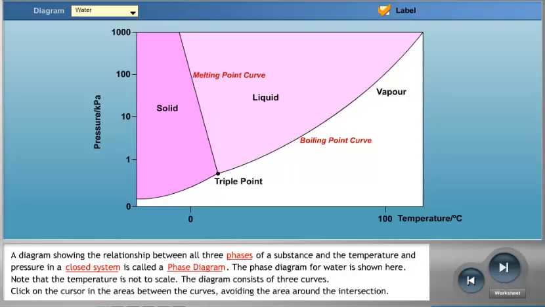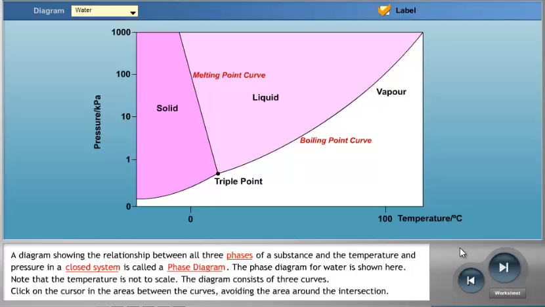A diagram showing the relationship between all three phases of a substance and the temperature and pressure in a closed system is called a phase diagram. The phase diagram for water is shown here. Note that the temperature is not to scale. The diagram consists of three curves.